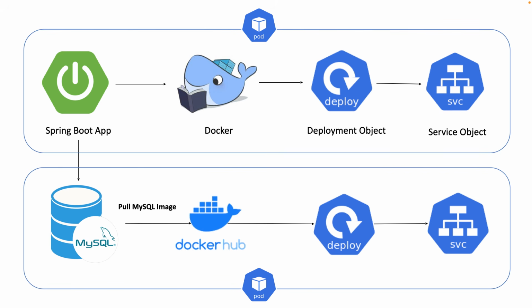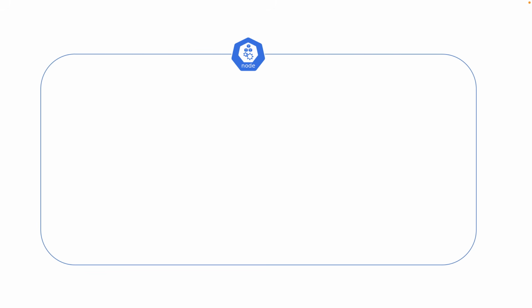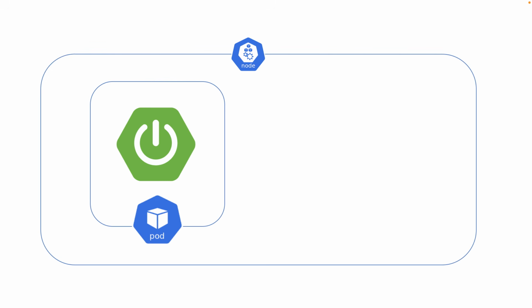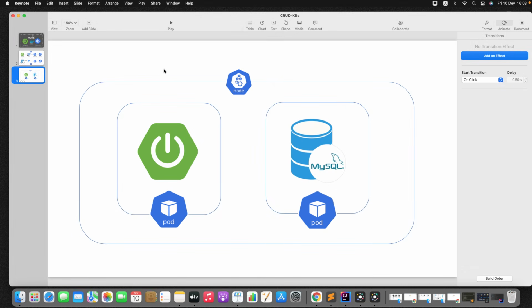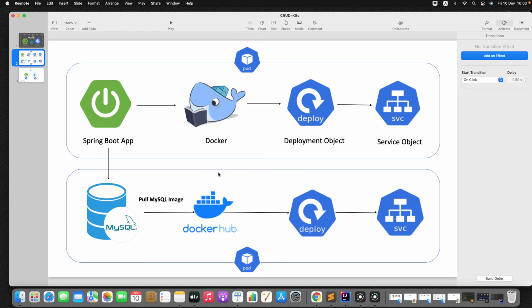And now if you look at high level, then inside a node there will be 2 pods. One pod will run our Spring Boot application and another pod will run our MySQL instance. Okay. So as per the PPT, let's follow the steps. We'll follow this particular PPT.